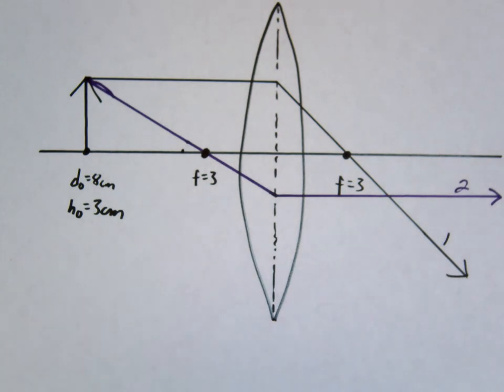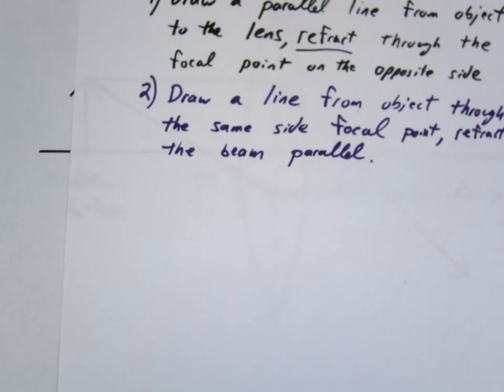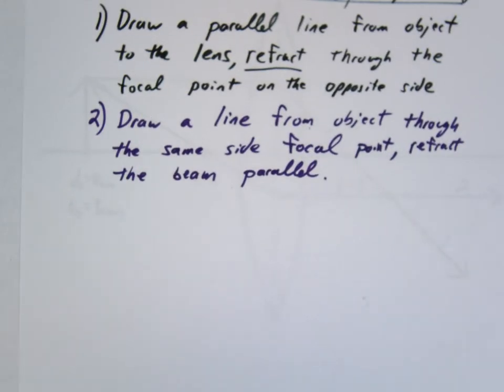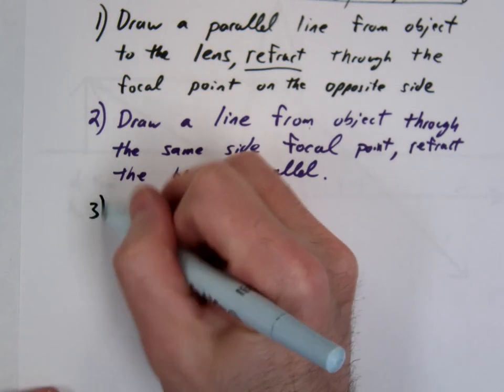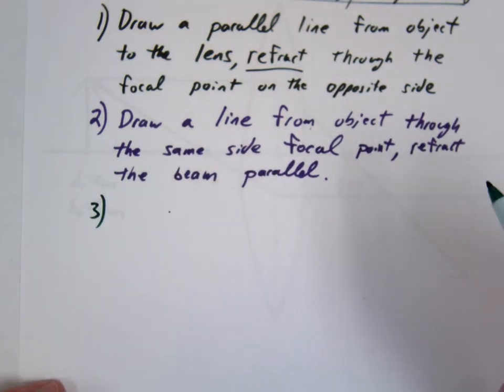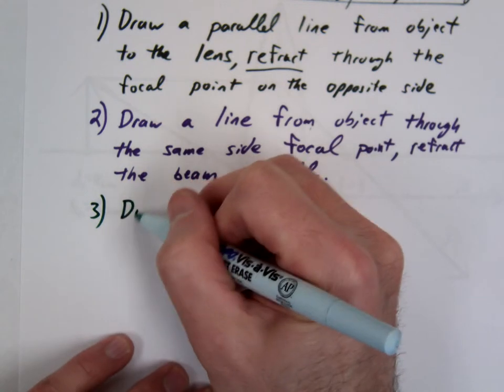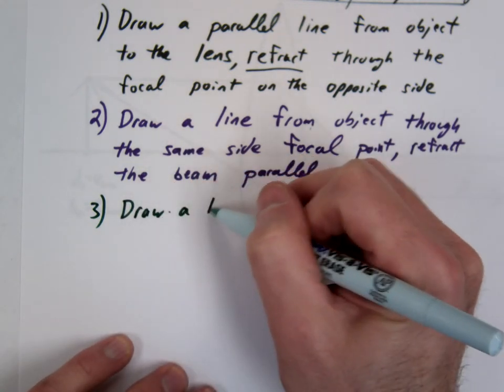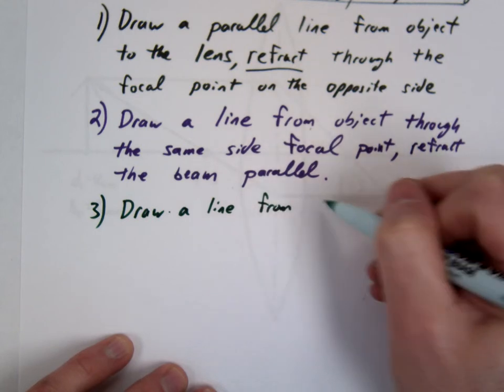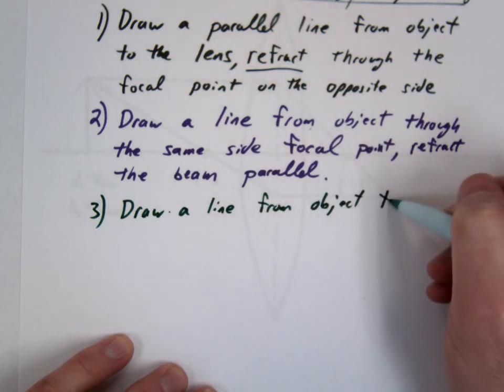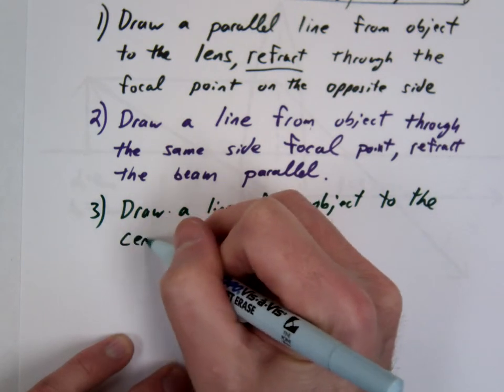Okay? All right, what was the third beam with mirrors? Through the center of curvature. However, with lenses, you do not have a center of curvature. So this rule is completely different, though I'm going to use similar language just to help you remember. So what we're going to do is we are going to use the center, but we're going to use the center of the lens. So draw your beam from object to the center of the lens.